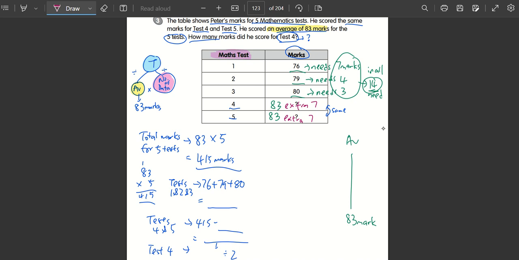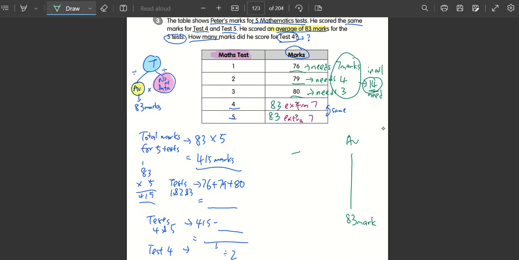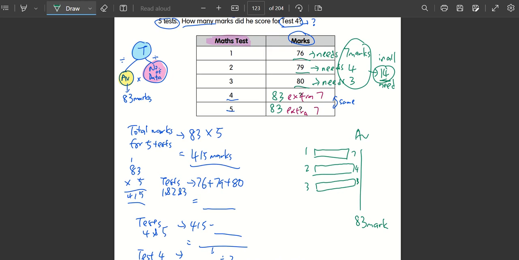So if I were to draw the model here, test 1 is needy, test 2 also needy, test 3 also needy. But they all need slightly different amounts. They need 7, 4, and 3. And then where do these extras come from? It actually comes from tests 4 and 5, and they have the extra to help fill it in.